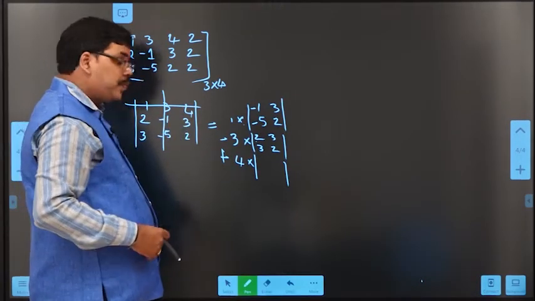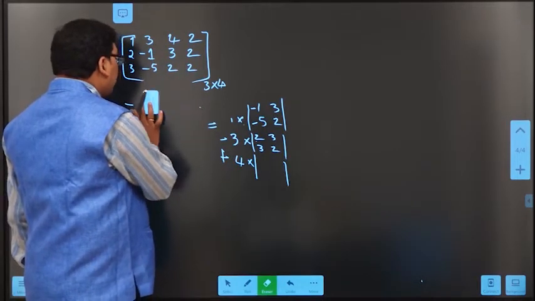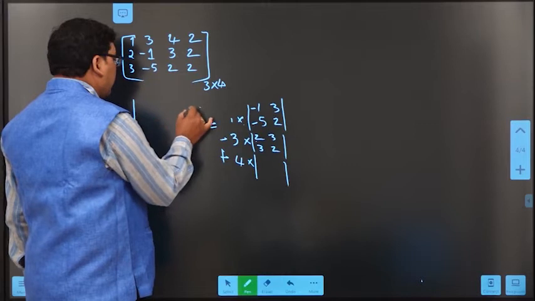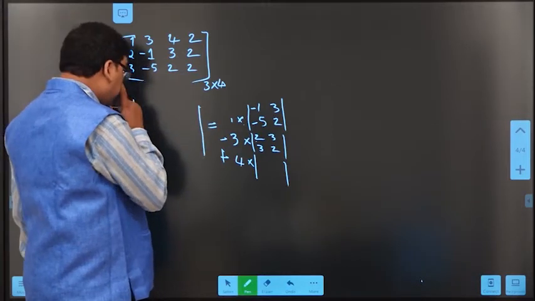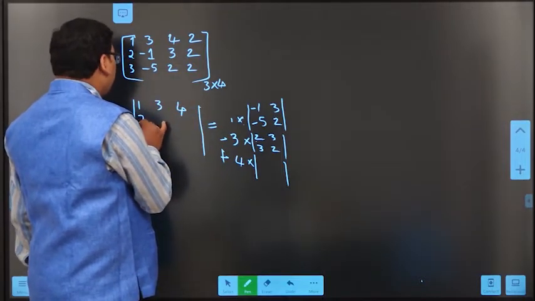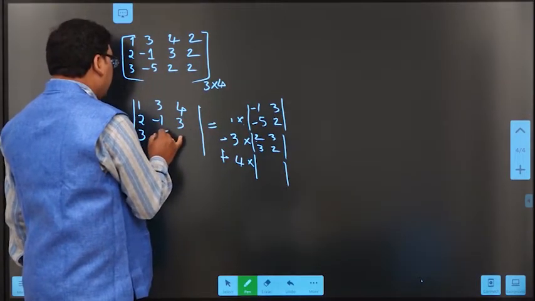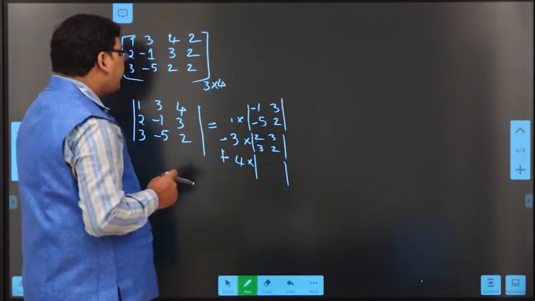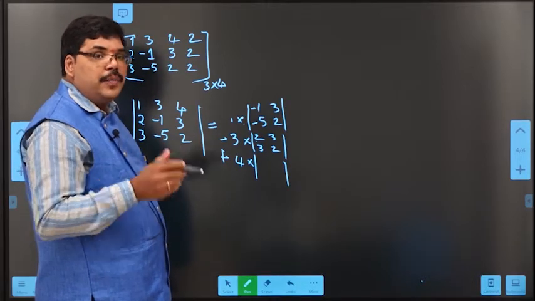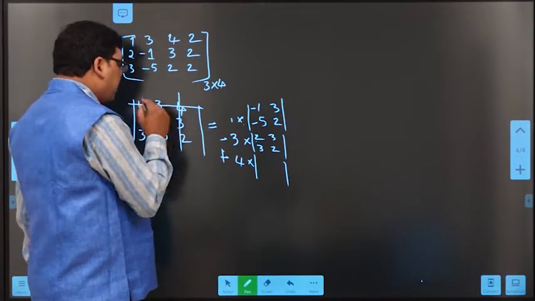4 into the minor of 4. How to get the minor of 4? Remove the row and column containing 4. So what remains?